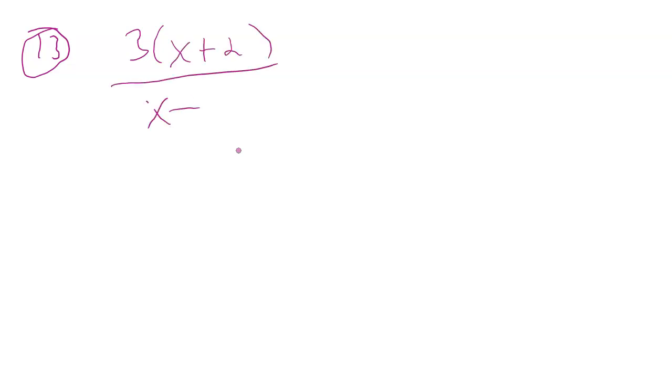13. Let's see. I think I want to factor. I'm going to factor out a 3 first: x plus 2 over x plus y. And I don't know if this is obvious, but you want to factor out a negative. This is going to sound weird, but I'm going to factor out a negative from the bottom and move it to the top. So it's like negative x plus y.